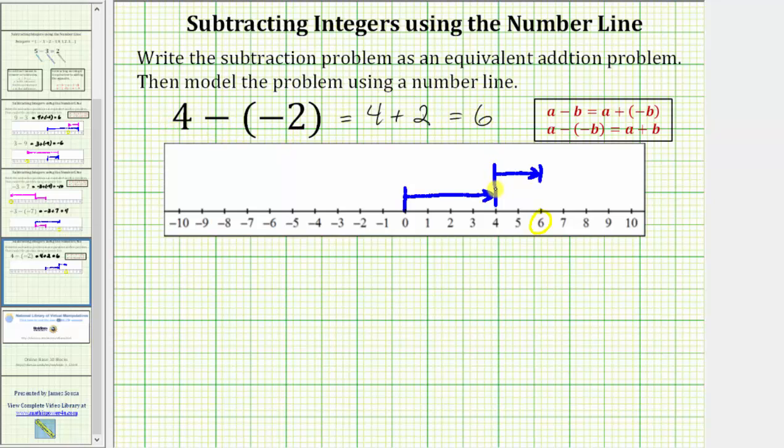From positive 4, we know if we were subtracting positive 2, we would move left 2 units, and therefore, because we are subtracting negative 2, we do move right 2 units to positive 6.